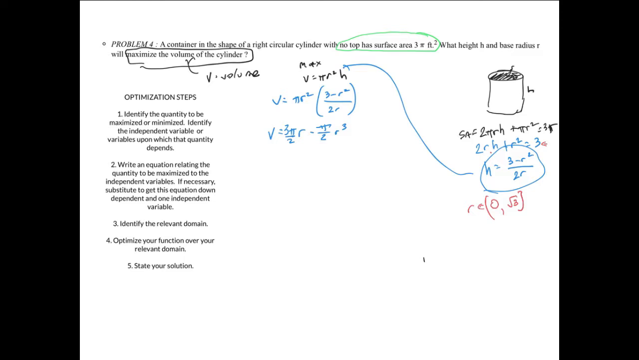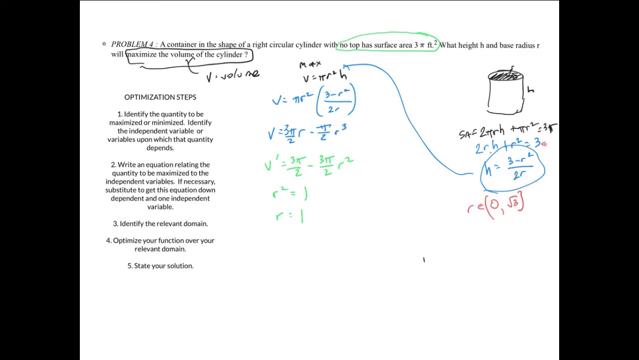So now I'm ready to optimize this same thing. So I'm going to take the derivative, which would give me 3 pi over 2 minus 3 pi over 2 r squared. Set that equal to 0, find out where it's undefined. In this case, it's not undefined, so I'm just setting it equal to 0. When I solve this, I'm going to get r squared equals 1, because I subtract the 3 pi over 2 from both sides, divide by negative 3 pi over 2. So r is plus or minus 1, but the negative 1 is not in the domain, so I'm going to leave that off.